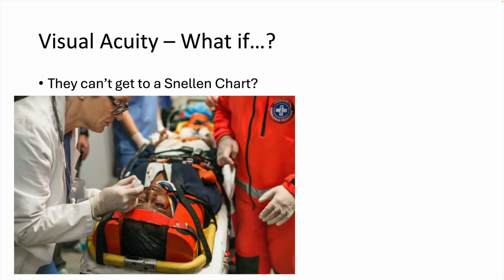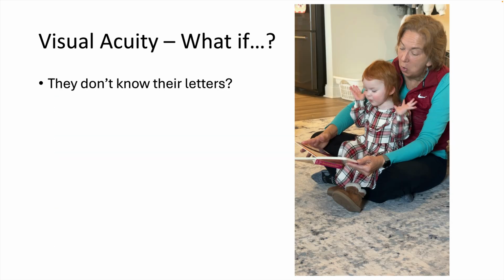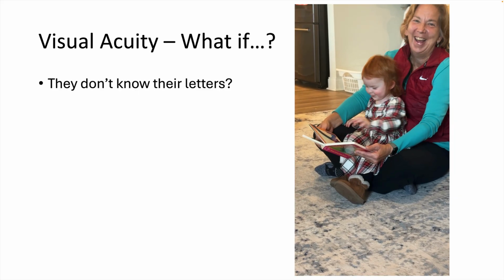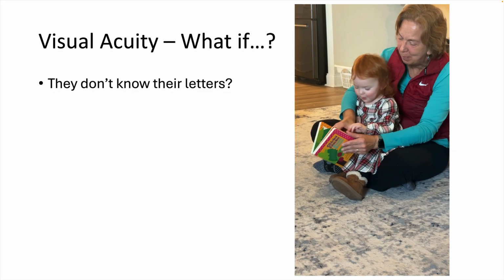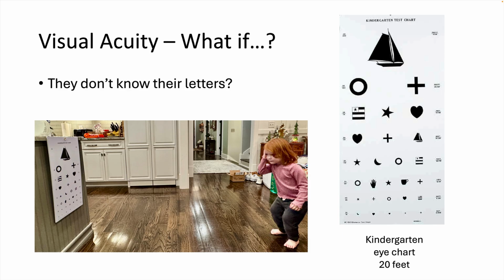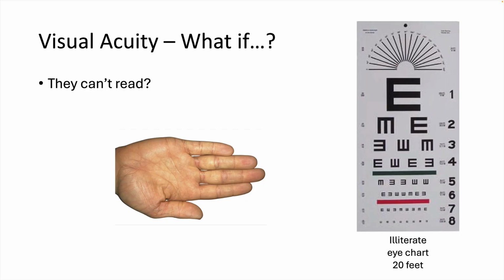But what if a patient cannot get to or stand in front of a Snellen chart? Trauma or elderly patients may not be able to stand or read a Snellen chart, so a Rosenbaum card held 14 inches away from the eyes may be used. What if a patient does not know their letters? What do we do? They're all mixed up. Oh no! Use a kindergarten eye chart at 20 feet. What if the patient cannot read? Use an illiterate eye chart and ask the patient to point to the direction the E is oriented.